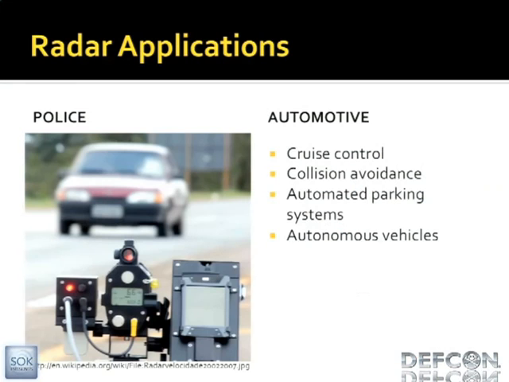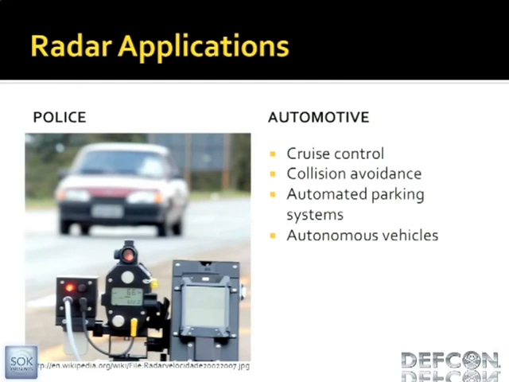Another thing is police applications. They use speed guns to give you tickets, and that sucks. But it's a lot of uses. On the automotive side, there's actually a lot more of this stuff. So anytime you want to track things that are close by, there's radar systems there. Also LiDAR to some extent, which is pretty similar.